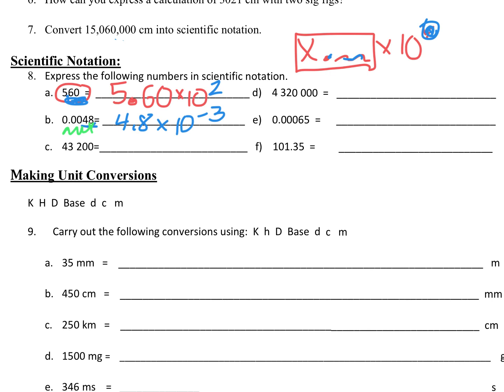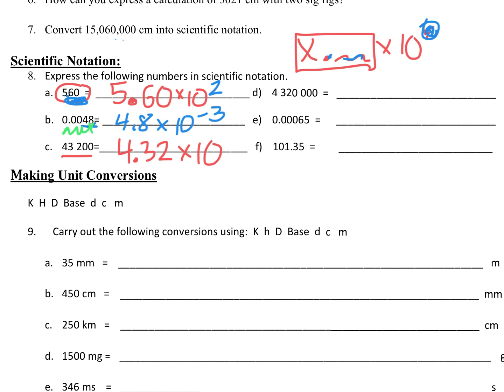Looking at the next one, 43,200. I'm going to take my first number all the way to the left that I have, put a decimal point, and then the other non-zero numbers, 4.32. Okay, you could leave the zeros off if you want currently. There are rules to that with something called significant figures, but right now we're not too worried about it. But you could leave the zeros if you want. Otherwise, I'm going to multiply times 10 to something power.